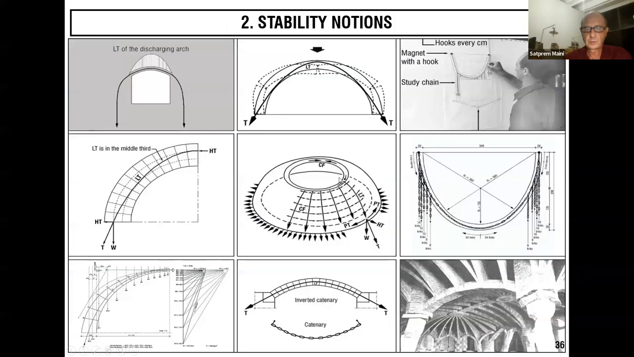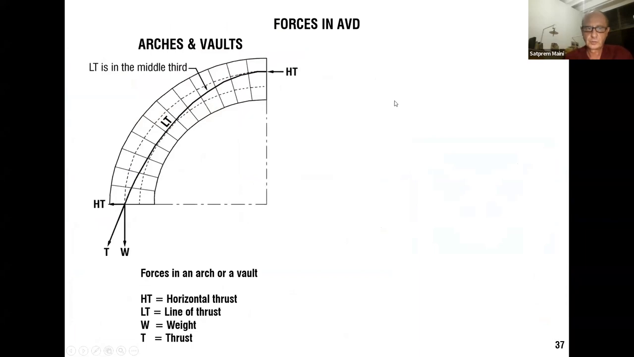So first, forces in arches, vaults, and domes. For arches and vaults, they have the same principle. You have different terms, HG, which is the horizontal thrust of the vault, or the balance of the second half, because you have cut the arch in two here. If you want it to stand like this, you need to have a force pushing here. That means HT represents the horizontal thrust of the second half of the vault pushing on this one.